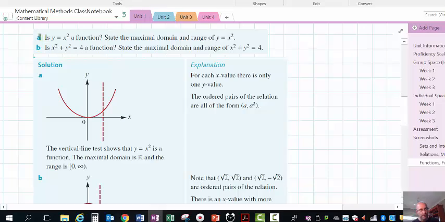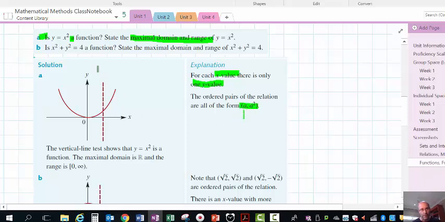So let's have a look at a couple more examples here, which are pasted in below. Question is, is y equals x squared a function? And then state what's called the maximal domain and range of y equals x squared. Well, y equals x squared is a function. There's a few ways of doing it. You could create a table of values and look at the ordered pairs, and you would see that every value of x has a different value of y. So that statement there is consistent with the definition of a function.